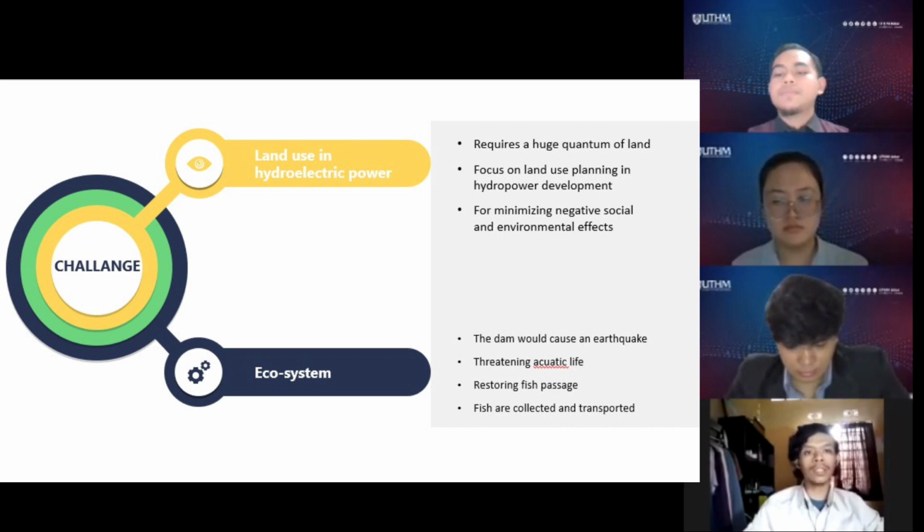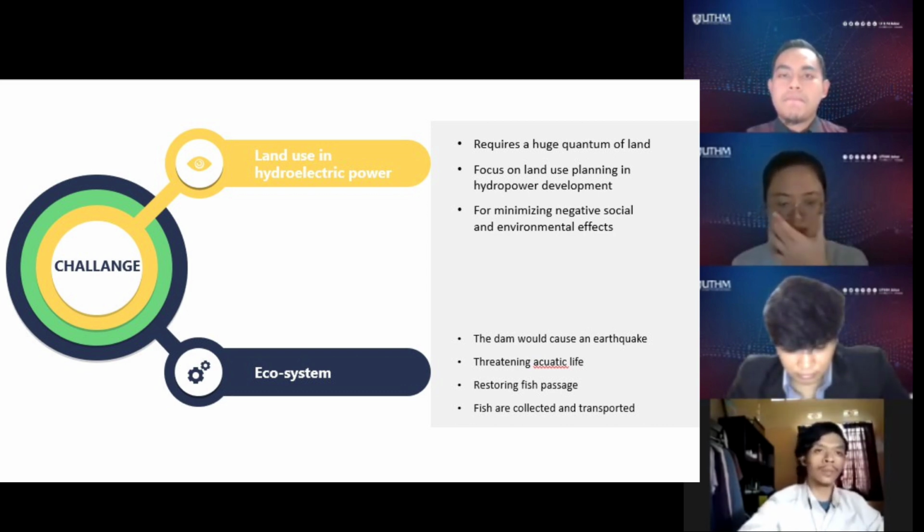The second is the ecosystem. The most affected is aquatic life. We can see that when they construct the dam, they are not considering the fishes, so the fish cannot live in the same area. They need to move around.